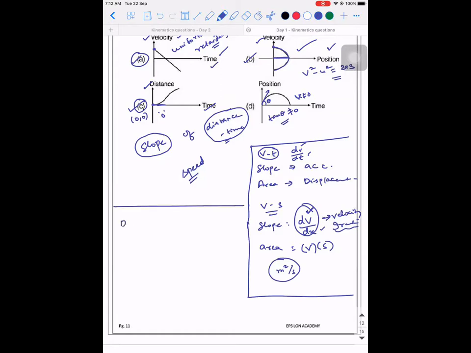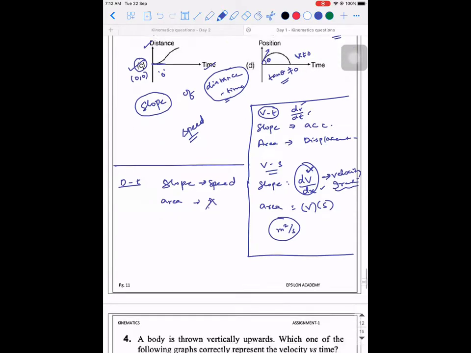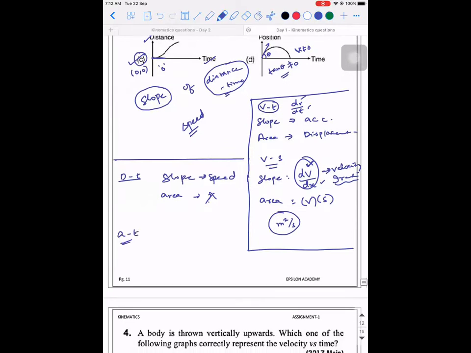Similarly, for a distance time graph, slope is speed. Similarly, area. Area is distance into time, meter second. There is nothing. So area we don't consider at all. Similarly, you have an acceleration time graph. What does slope give you? Slope is not velocity. Slope is dA by dt. That is acceleration itself is changing with respect to time. This is not there in your syllabus, but you can have it in your mind. It's called jerk.